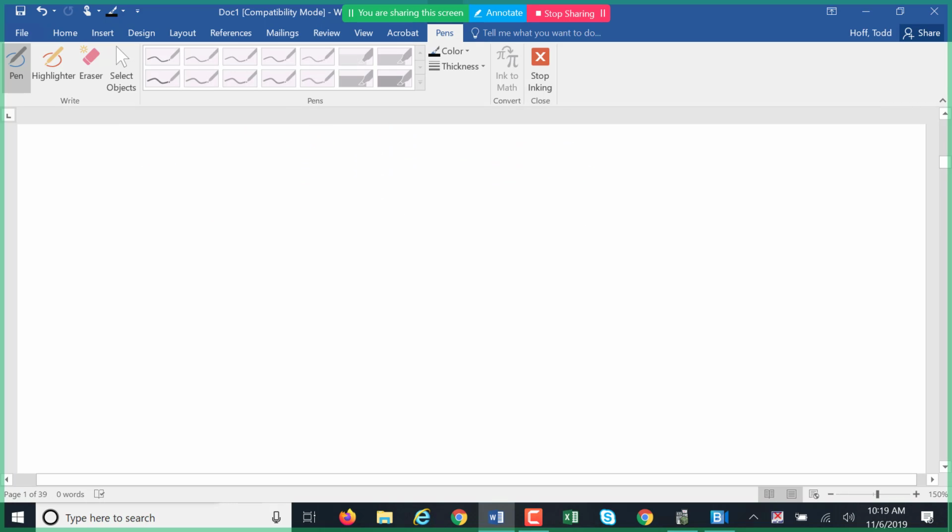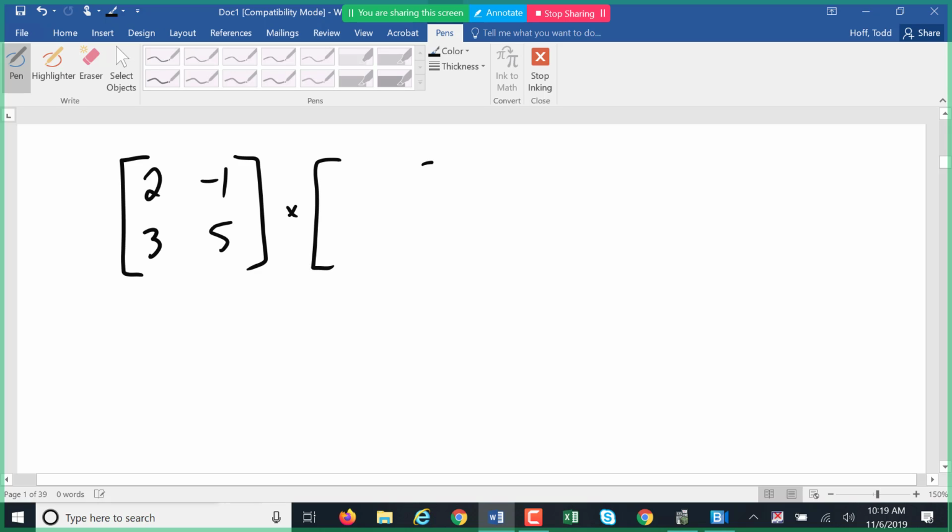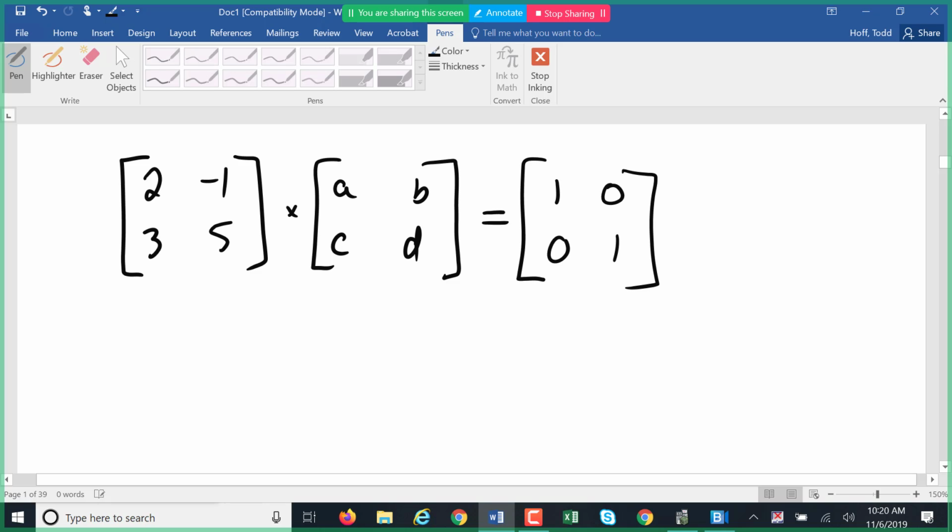Well, let's say I have a matrix. I'm going to start out with a simple 2 by 2: 2, negative 1, 3, 5. And I want to find its inverse. I am just going to create its inverse, with A, B, C, D as the elements of that inverse. I know this has to multiply to give me a 2 by 2 identity matrix. So 1, 0, 0, 1.